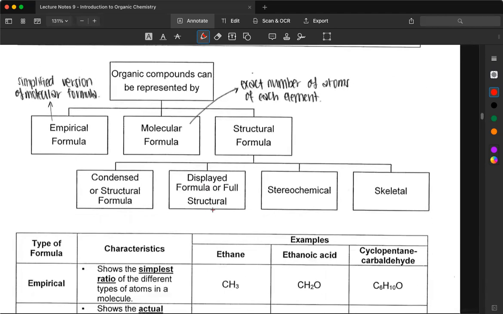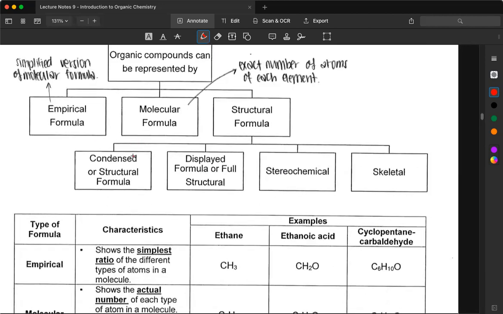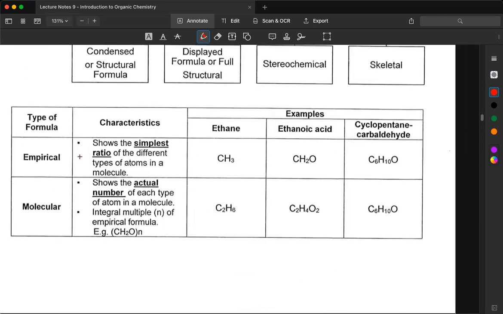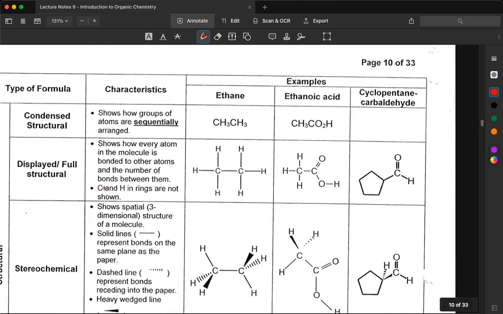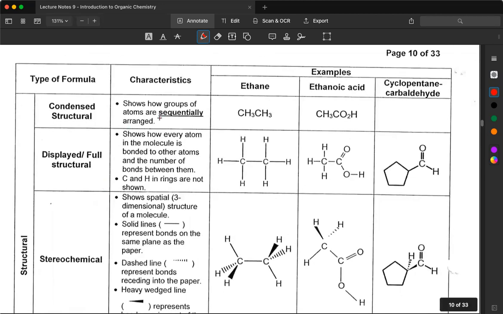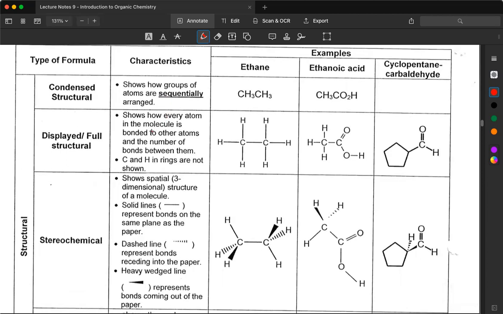Now, organic compounds are represented by either empirical formula, molecular formula, or structural formula. For structural formula, we have the condensed formula, the displayed formula showing the full structural formula, stereochemical, and skeletal. For empirical formula, you are supposed to be very familiar with. It shows the simplest ratio of the different types of atoms in the molecule. Molecular formula shows the actual number of each type of atom in the molecule. As for the structural formula, condensed structure only shows how the groups of atoms are sequentially arranged. For full structural formula or displayed, it shows how every atom in the molecule is bonded to other atoms and the number of bonds between them.